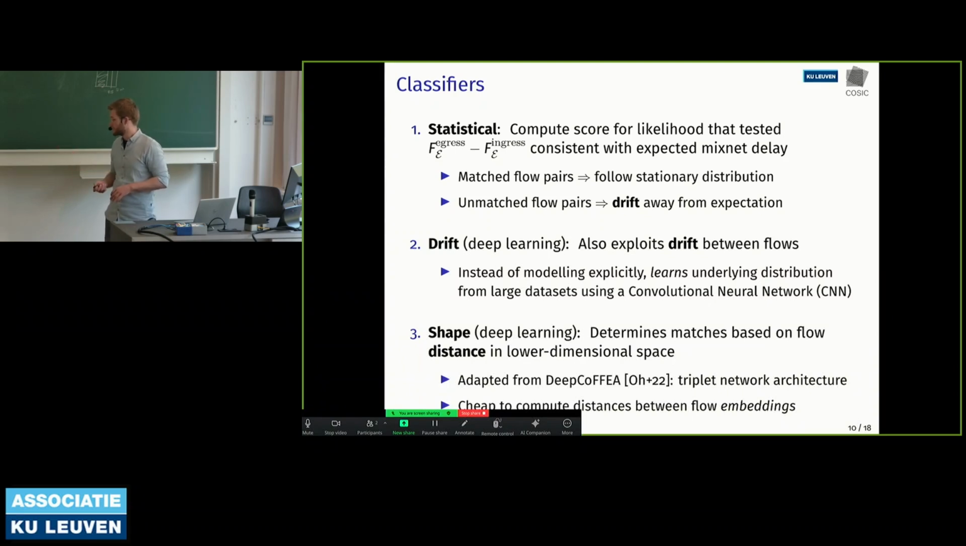Sorry, I hope you can read this. The good thing is that once you've transformed the flow pairs into a lower dimensional space, these are called the embeddings. Computing this distance metric is pretty cheap, so you can do this comparison fast.